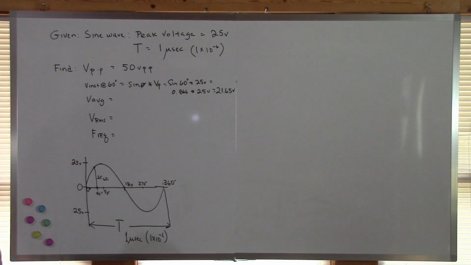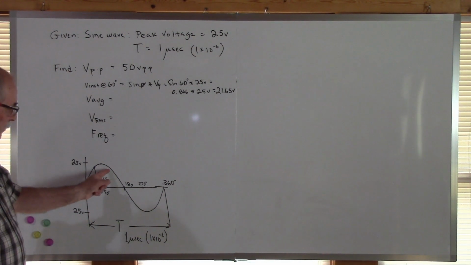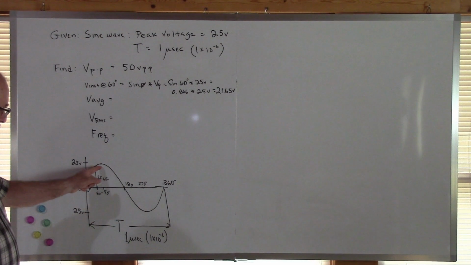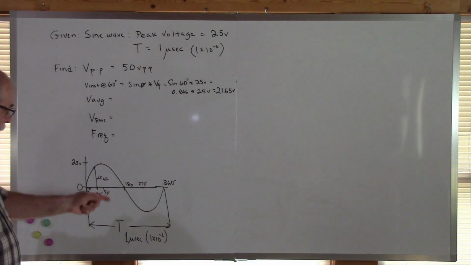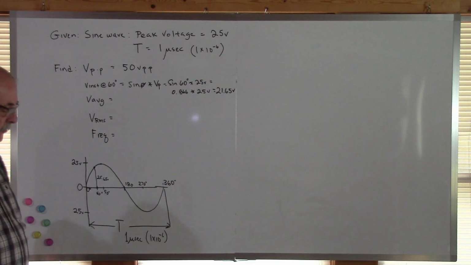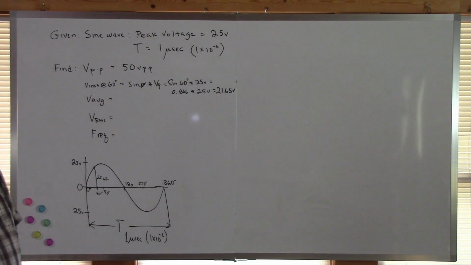It's also going to occur over here on the other side of 90, where you take 180 minus 60 and have 120. So it's going to occur in 4 places on the sine wave where you have that. All right, so it's 21.65.